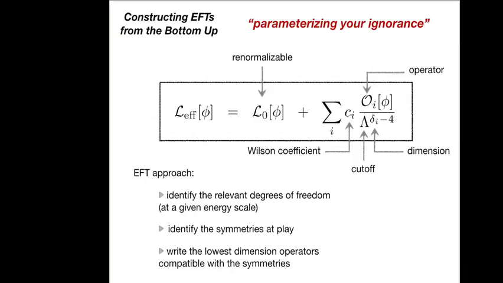You identify the symmetries that are relevant to those particles at that energy scale. So the gauge symmetries, for example, of the standard model. And then you write the lowest dimension operators that are compatible with these symmetries. And depending on the accuracy with which you're trying to describe the experiment, you include higher orders in that expansion or not. Okay?